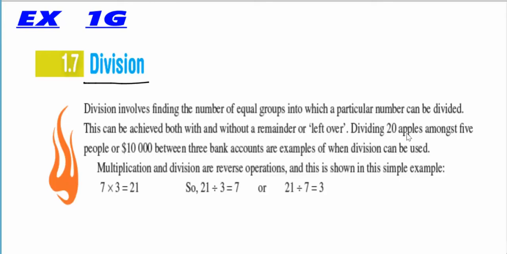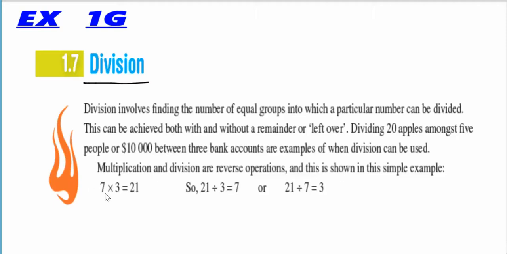Okay, so if you're going to divide 20 apples between 5 people, you can work out how many apples each person should get. Or $10,000 between 3 bank accounts, you'll work out how much each of those bank accounts should receive. Multiplication and division are reverse operations. Okay, they are reverse, and having that understanding is really important when you get to algebra concepts and things like that. So knowing the reverse of operations is quite important to know.